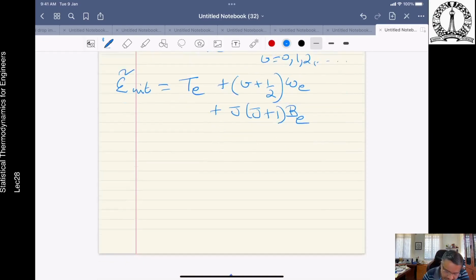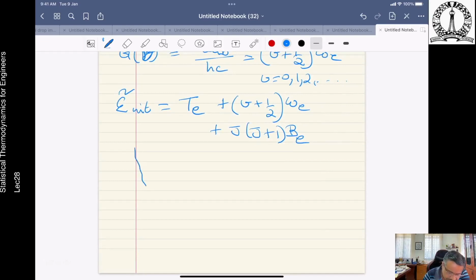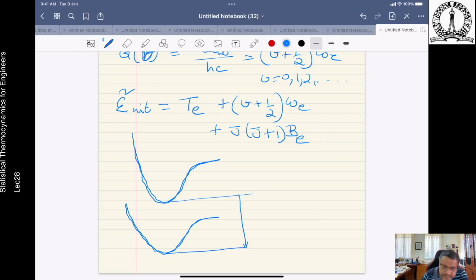Let me try to draw it the best I could. The difference between this and this is given as D. So this is your X, this is your A. This is equal to 0.